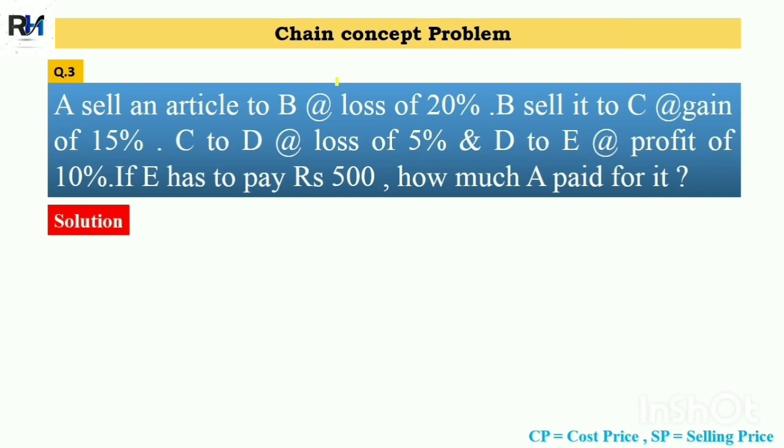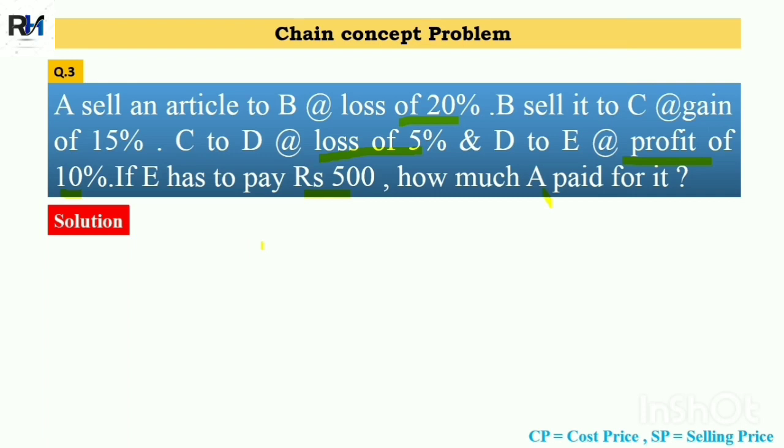Now we look towards the third problem. A sells an article to B at a loss of 20%, B sells it to C at a gain of 15%, C to D at a loss of 5%, and D to E at a profit of 10%. If E has to pay rupees 500, how much did A pay for it? Here we have to calculate the CP of A.